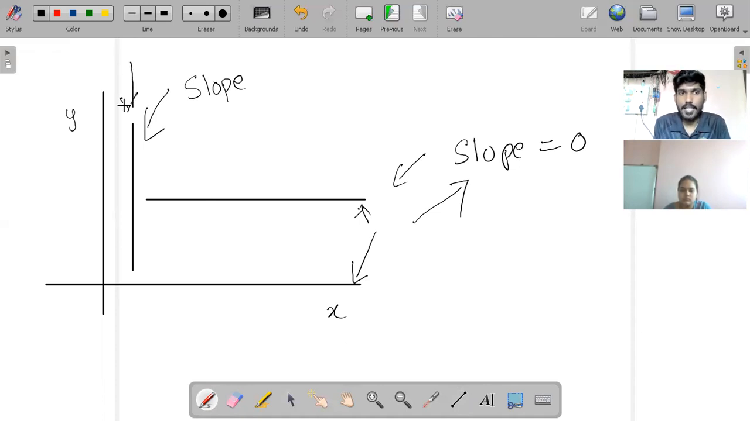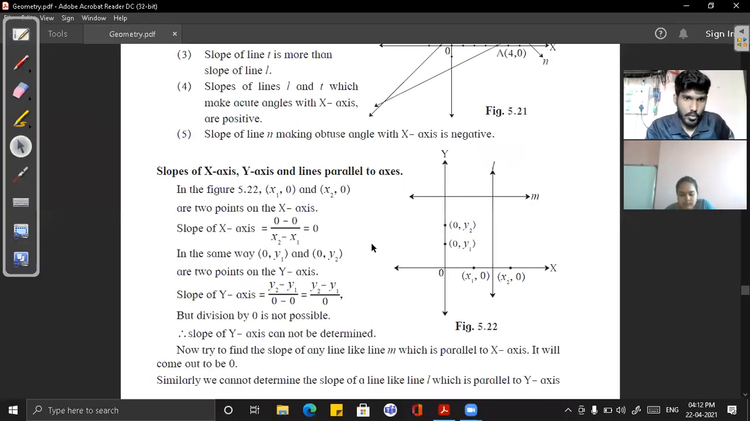So if the line is neither increasing nor decreasing, then we can say that the slope of that line will be 0. In simple words, if the line is parallel to the x-axis, or if that line is parallel to the y-axis, then the slope of that line will be 0. Is this clear? Okay. Now one more concept.